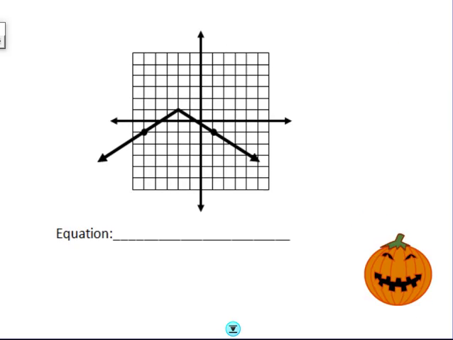Alright, if you'd like to try it first, pause the video. Alright, still an absolute value, so general form. If you write it down every time you use it, you can't help but learn it or remember it. We need A and we need HK.